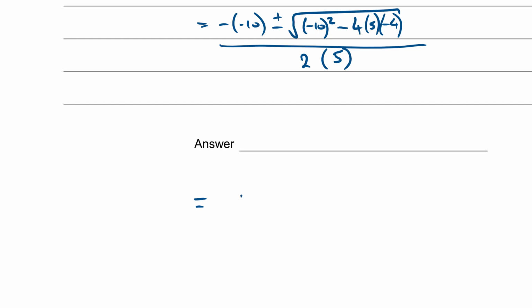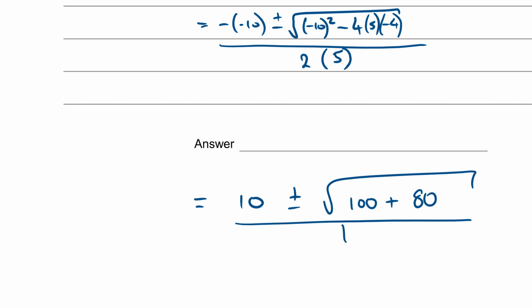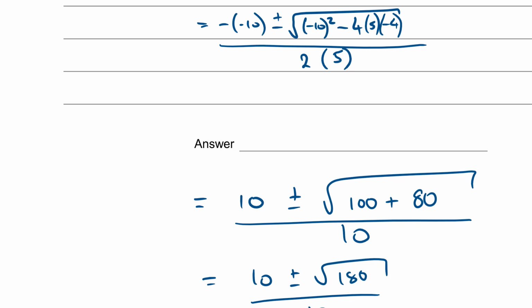Negative minus 10 is positive 10, plus or minus the square root of minus 10 squared is positive 100. I've got minus times positive times negative, so that minus is going to become a plus. And 4 times 5 is 20, times 4 is 80. So I'm going to get 100 plus 80 over 10. And just tidying that up now, that is root 180 then, isn't it? So 10 plus or minus the root of 180 all divided by 10.